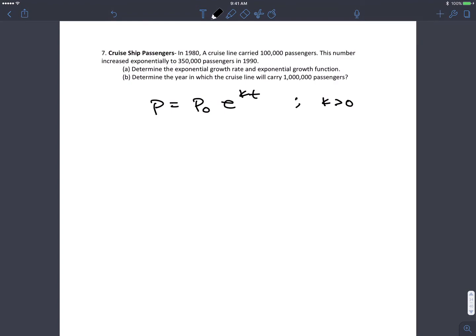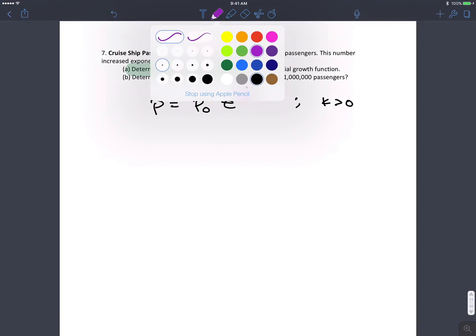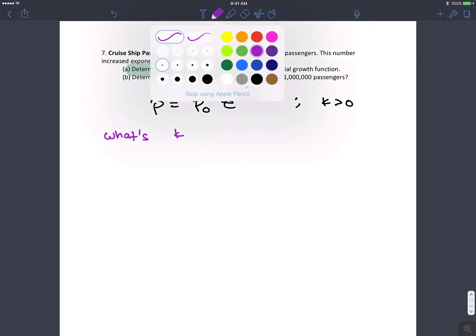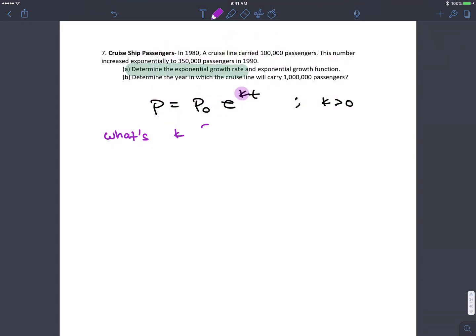They want us to determine the exponential growth rate. What they're really saying for us to do is, what is this value k? So I'll write that down. What's k? And specifically, what's k when you go from 100,000 passengers to 350,000 passengers?